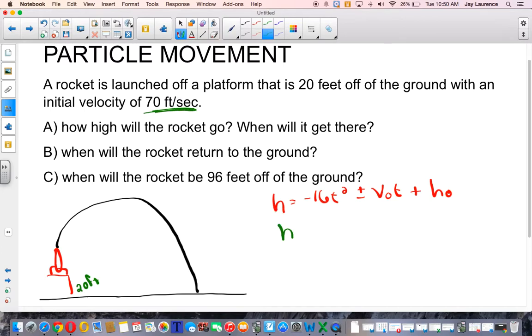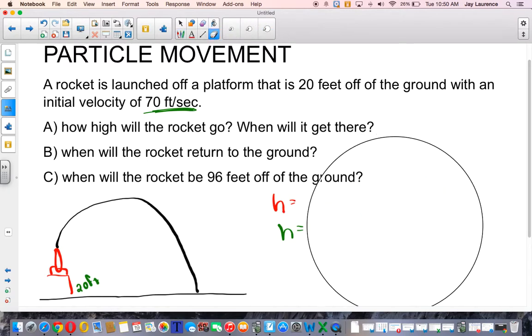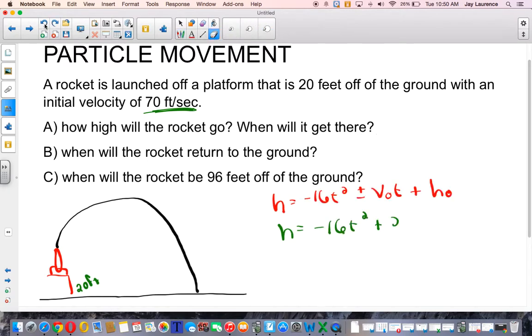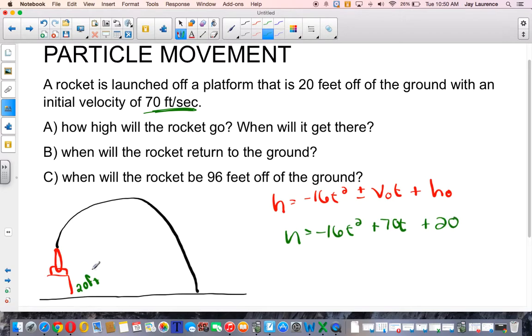So the equation I'm going to use is negative 16t squared plus 70t. H equals negative 16t squared plus 70t plus 20, because the starting height is 20 feet up in the air.